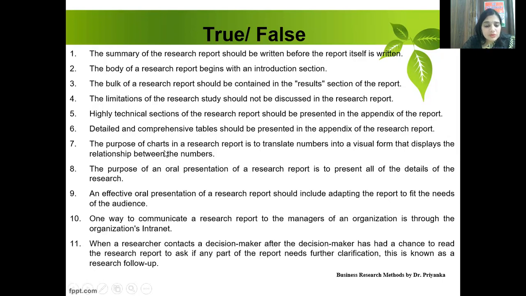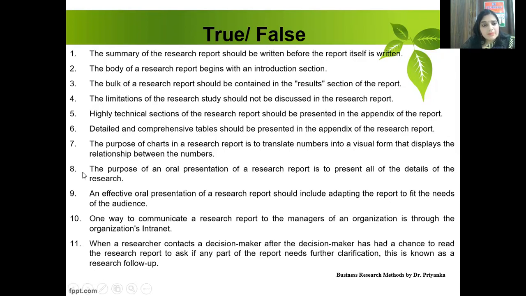Seventh is, the purpose of charts in a research report is to translate numbers into a visual form that displays the relationship between the numbers. Yes, we always say that a picture speaks a thousand words, right? A picture is always better than a written paragraph. So that is why we use charts in a research report.